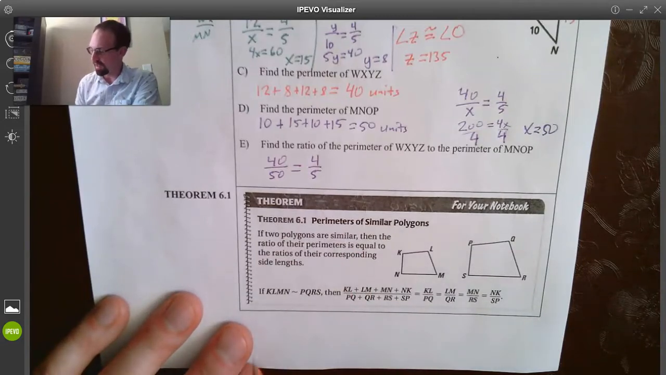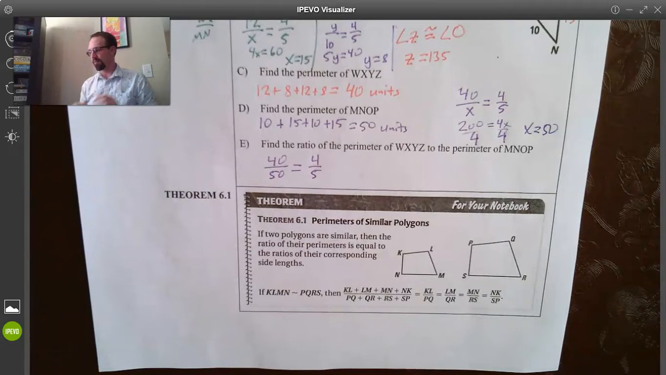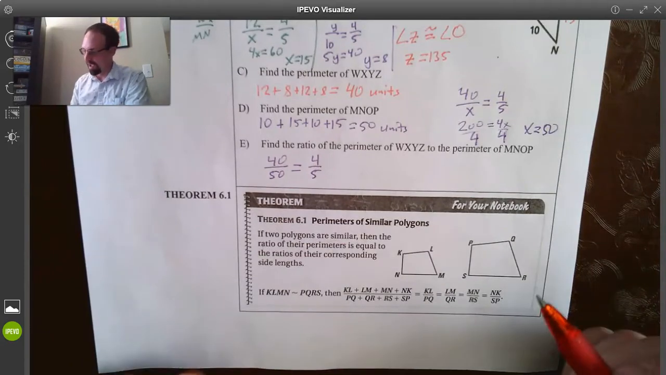What we're focusing on here is that if the polygons are similar, then the ratio of their perimeters is also going to be similar. It's going to be the same. So if we add up the sum of the parts, it's also going to give us the same ratio.